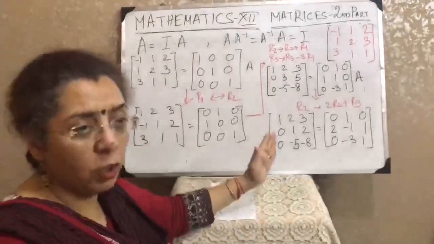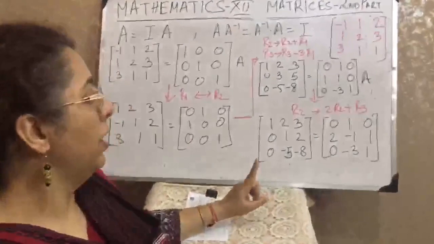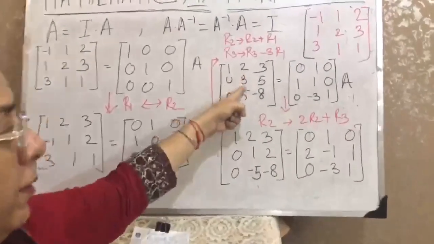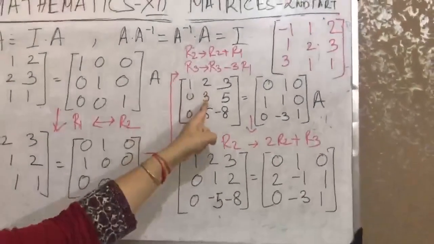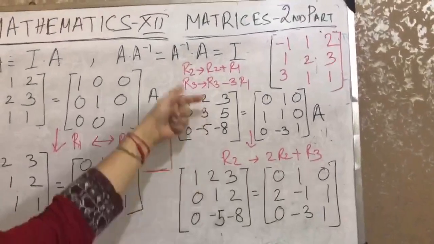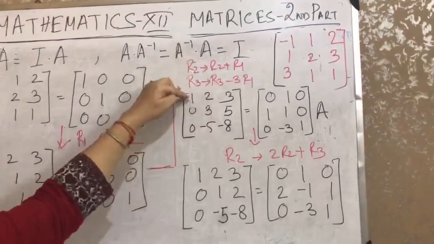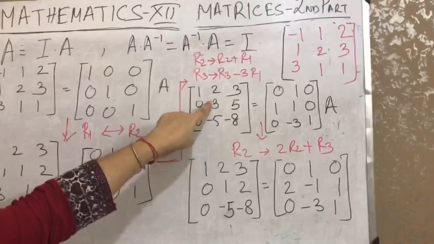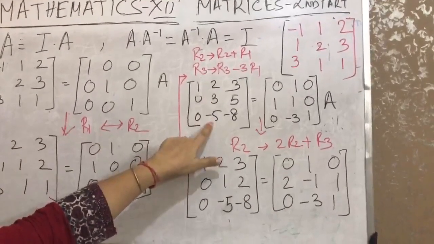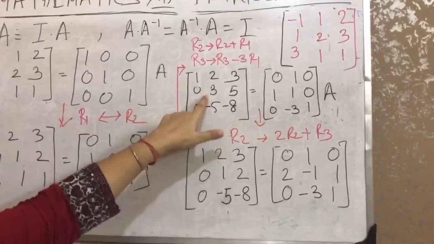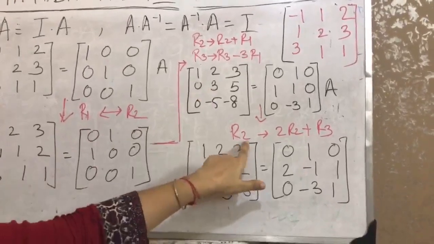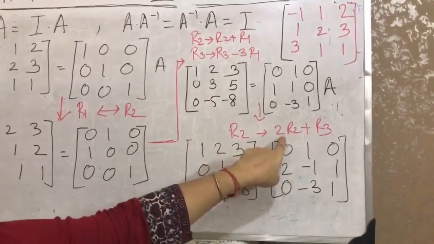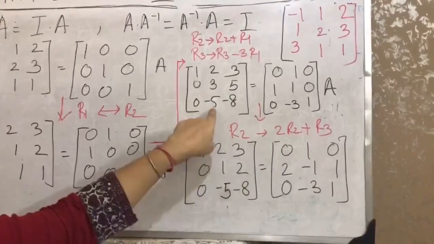Now come the second column. If I want to convert into an I matrix, I should make this as 1. So how the 3 can be converted into 1? Don't go in this row because the 1 will be disturbed. Don't disturb it. So if it is 6, then 6 minus 5 would give me a 1. So better to make it a 6. How? This into 2. We have done R2 goes to 2 into R2 plus R3.